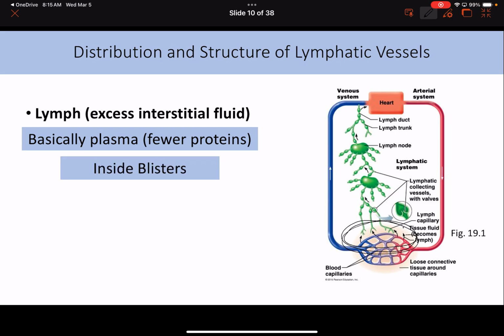This is the same fluid that you would see inside of a blister. And it is sterile fluid, so it's always important not to pop a blister because then you expose the inside of your body to potentially bacteria, viruses, things like that.